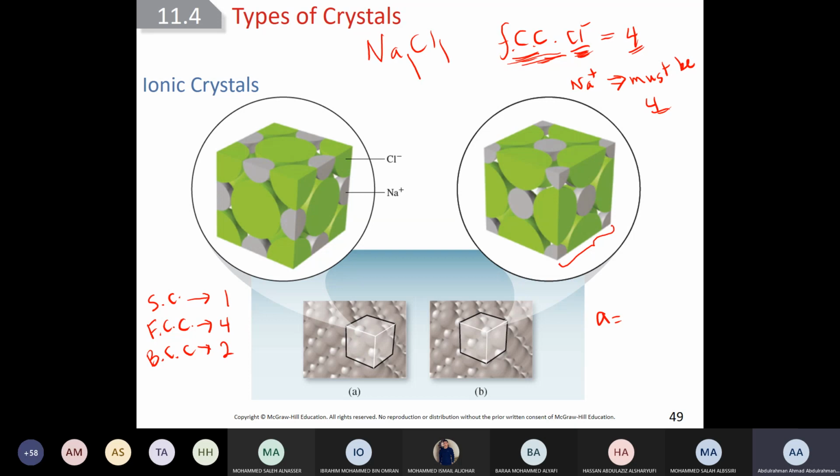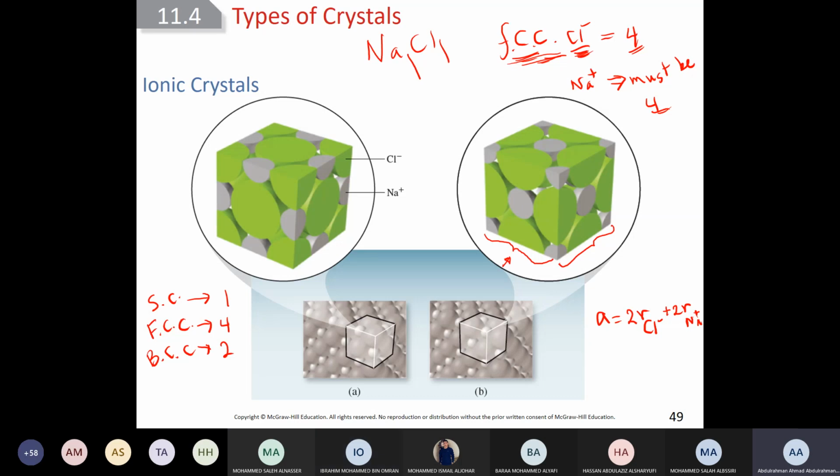Now, what's the a of sodium chloride? a equals what now? I wrote this. Explain to me, what did I write? The diameter of Cl and the diameter of sodium. Why did I write this? Look at the structure and tell me, is what I wrote right or not right? That's correct. Let's try the other side. Is the other side also the same?